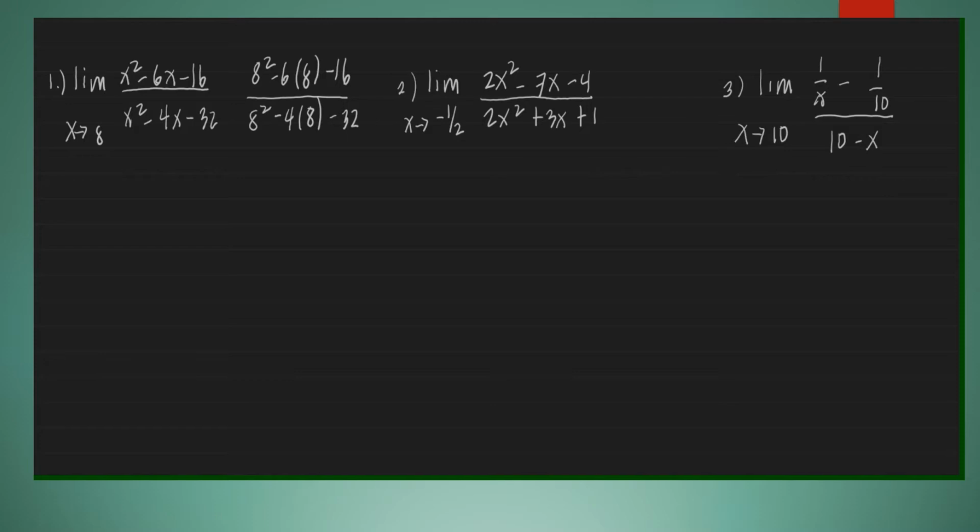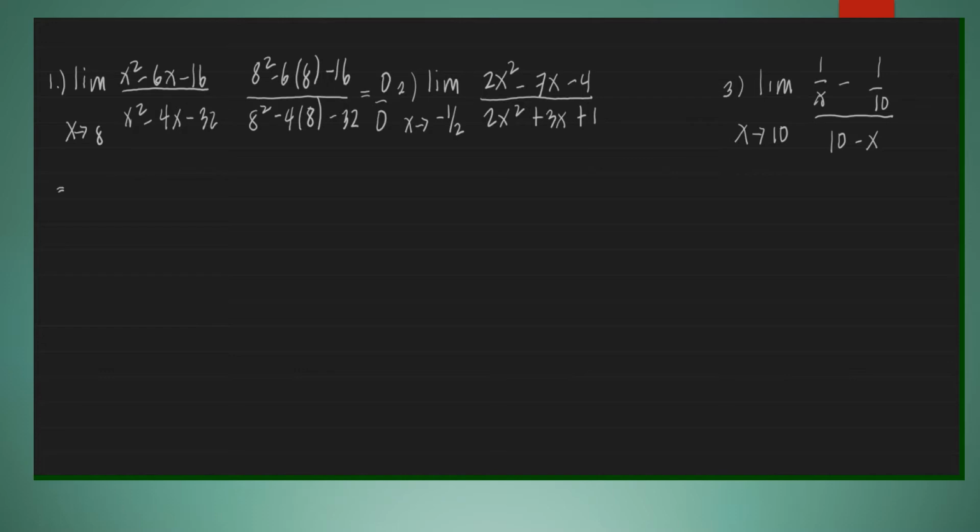If you try solving this one, you'll find out that you will be getting an indeterminate of the form 0 over 0. So when we encounter limits like this, which become indeterminate, we try to simplify the given by finding common factors and canceling them.